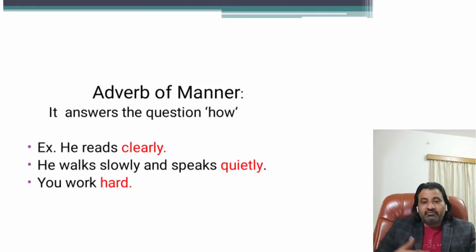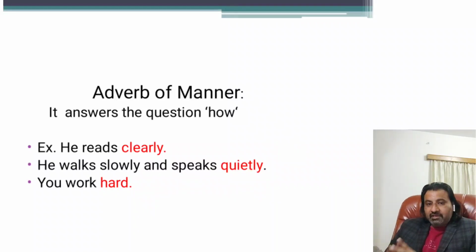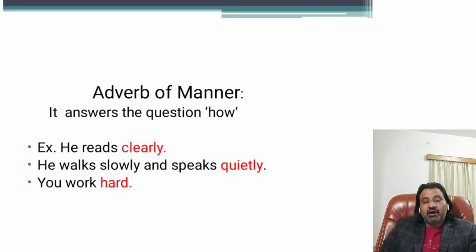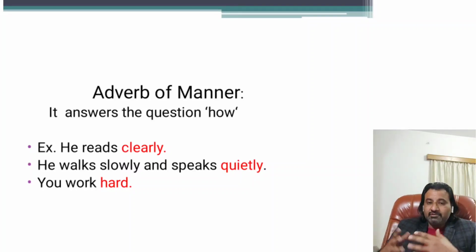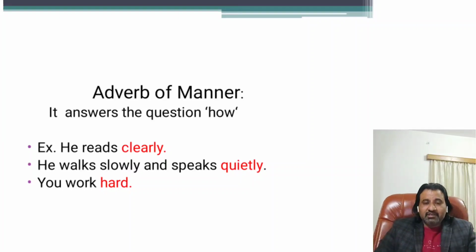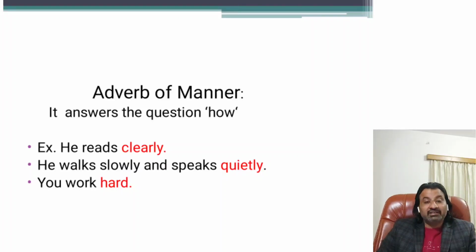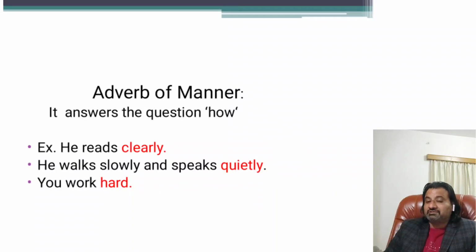Let's discuss all of these types of adverbs one by one. First of all, let's discuss adverb of manner. It answers the question how. It tells us how something is done, how the action is performed. For example, he reads clearly. He reads. How does he read? He reads clearly. Here the word clearly gives us additional information about how he reads. So it answers the question how.